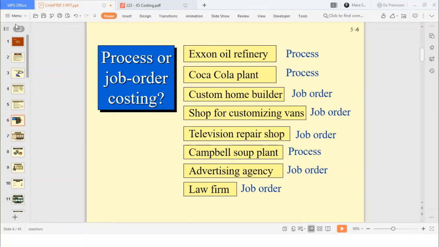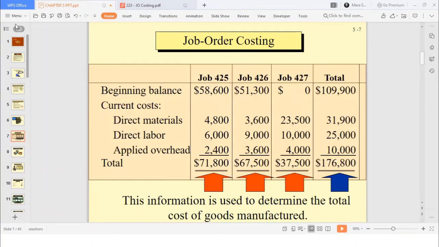So there you can see the difference between process and job order costing. Again, job order is more on service-heavy industries, while process costing is more on product-heavy industries. That is how you identify whether it is process or job order. Now, as mentioned a while ago, let us go to job order costing.